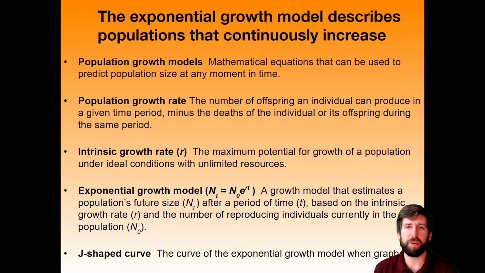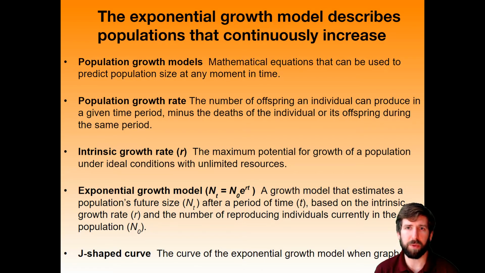There are a few terms listed in this slide. The mathematical exponential growth model is not something that you need to be able to use, but it's something you need to be able to read and understand. The two that I'd like to outline here, though, are the population growth rate and the intrinsic growth rate. So population growth rate is simply the offspring that an individual can produce in a time period minus the deaths of the individual or its offspring. So this is just looking at the net difference in births and deaths, right? That will give you the growth rate. The intrinsic growth rate is a little different.